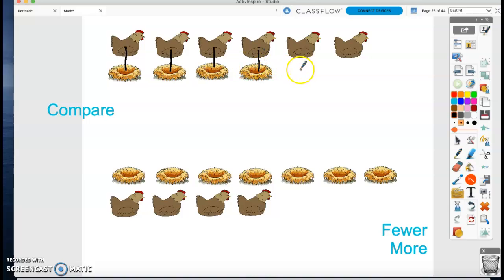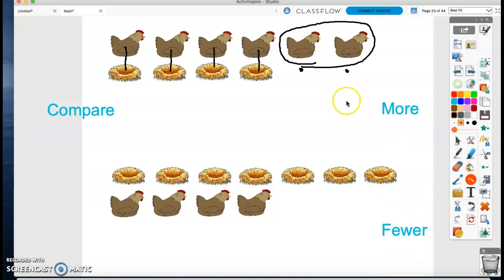I noticed that this chicken doesn't have a nest and this chicken doesn't have a nest. So I know that I have extra chickens. And when I have extra chickens or extra anything, that means that I have more. And when I look, I see that in my picture, that I have 2 more. But I want to know in a number sentence how I would write that out.